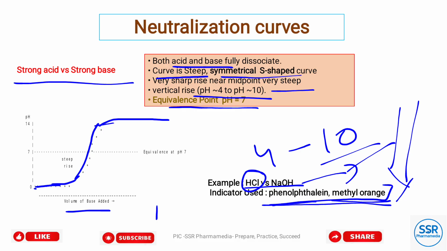The reason is that after the end point, all the HCl has reacted completely with the NaOH, so only unreacted NaOH may be present. When we add NaOH, the unreacted NaOH, if present, suddenly steepens the curve. After that, as we keep adding NaOH, there is little change in pH, and it moves to alkaline pH. So it goes from acidic pH to alkaline pH. Between these two inflections, the center point is called the equivalence point, at pH 7. So this is the concept.